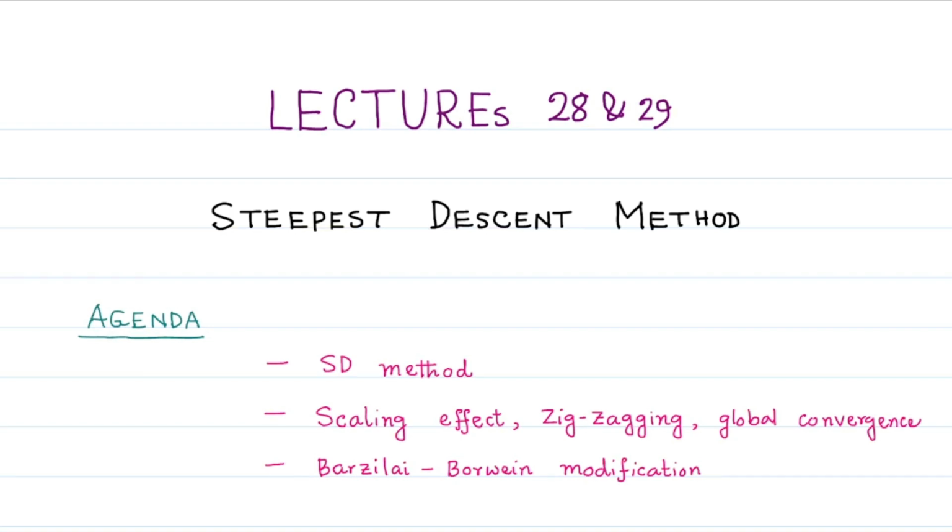After the derivation, we will get to know the iterative formula for identifying the iterative sequence by the steepest descent method. Then we will get to know whether a scaling of the variables or a transformation of the variables will affect the steepest descent formula or not. Then we will get to know the global convergence of the steepest descent method.